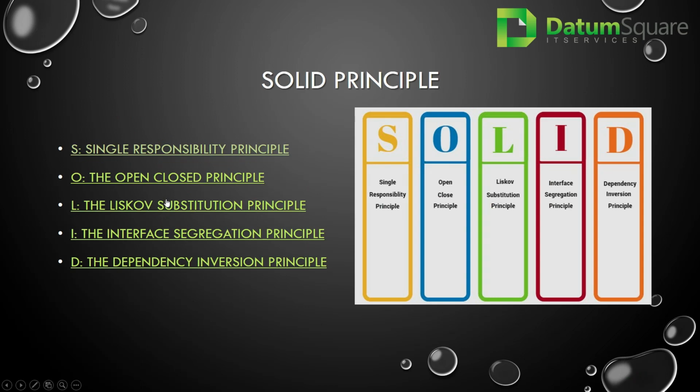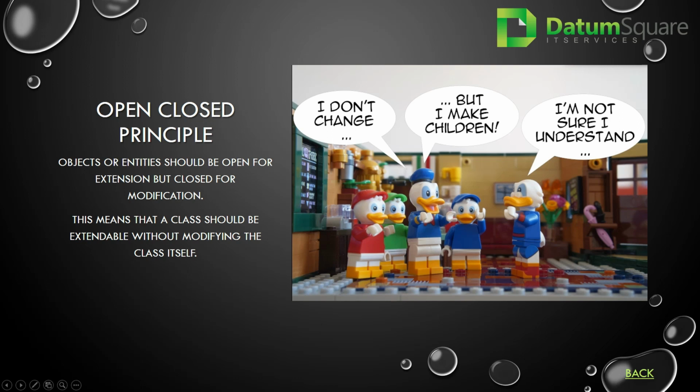Our second principle is the open-closed principle. So, by definition, objects or entities should be open for extension but closed for modification. This means that a class should be extendable without modifying the class itself.